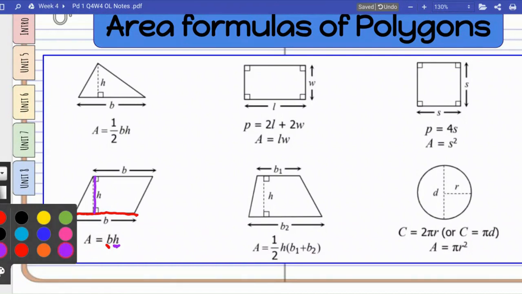So no matter where you're at, when you're looking at your bases and your height, they have to form a 90-degree angle. Same goes with why the formula for a square and a rectangle is the way it is, because the base and the height have to form a 90-degree angle.